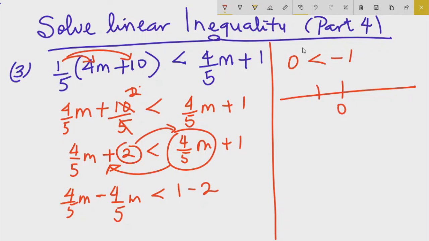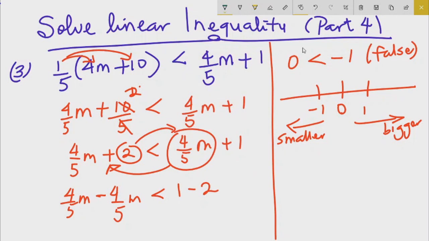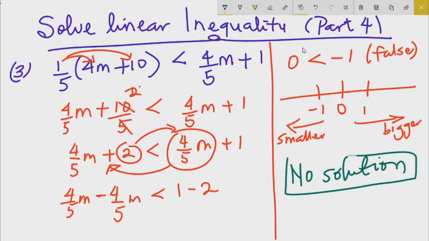So let's graph the number line. As you are going towards the right, the number is becoming bigger and bigger. As you are going towards the left, the numbers are becoming smaller and smaller. So that means 0 is bigger than negative 1. So this is false. Because we have a false statement, the solution will be no solution. For this particular inequality, there is no real number that can satisfy it.